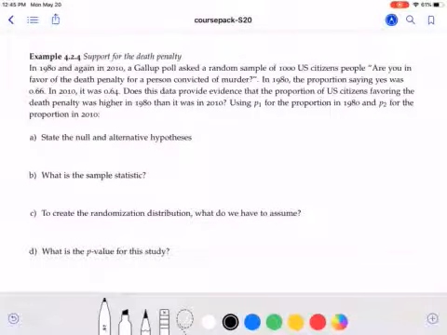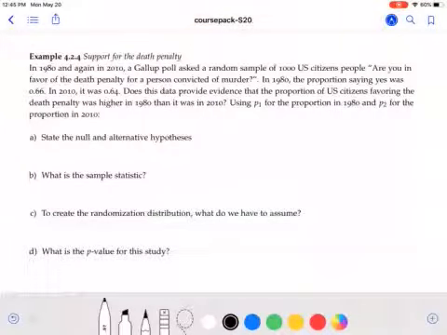In 1980 and again in 2010, a poll had asked a random sample of 1,000 U.S. citizens, are you in favor of the death penalty if a person is convicted of murder? In 1980, the proportion who said yes was 0.66. In 2010, it was 0.64. We want to know if this provides evidence that the proportion of citizens favoring the death penalty was higher back in 1980 than it was in 2010.